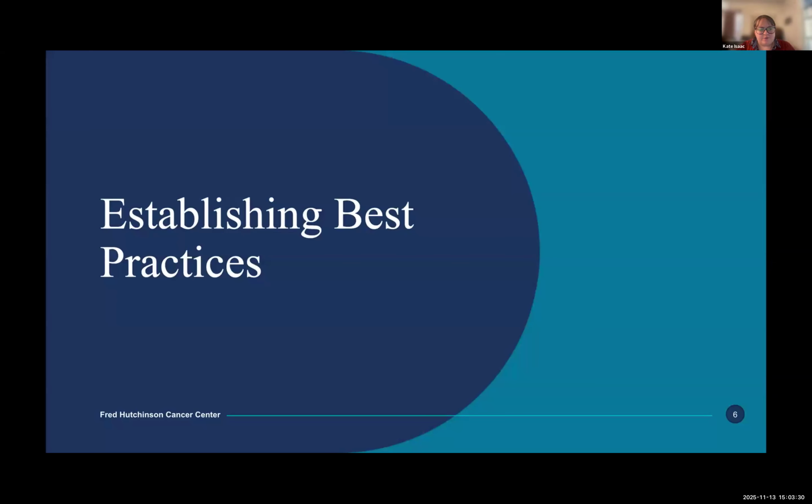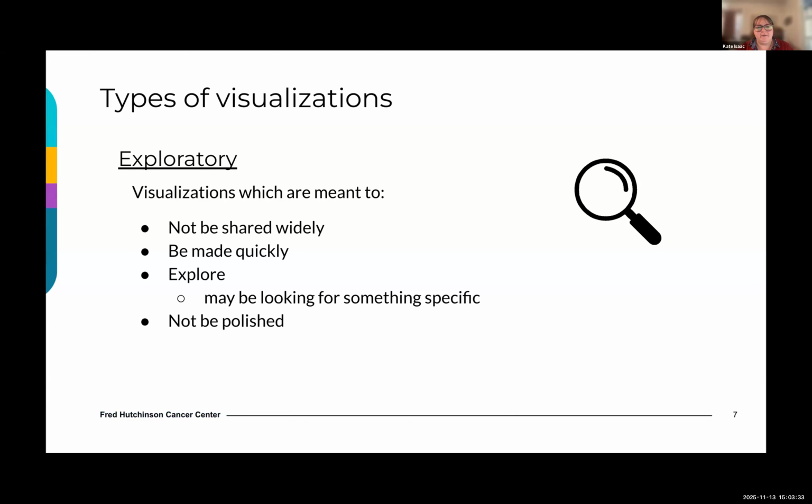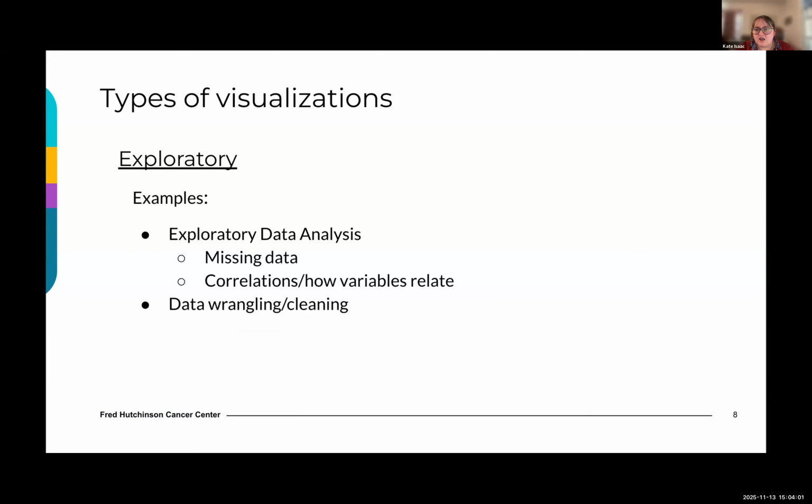So first, for establishing best practices, let's first overview the types of data visualizations there are. There are two types of data visualizations. The first are exploratory, and these are visualizations that are not meant to be shared widely. You're going to make them quickly, and you're just exploring your data. You might be looking for something specific, but this is not something you're going to spend a lot of time polishing. This is for you to use in your labs when you're comparing data with each other or looking at it yourself. You might want to see if you have some missing data and possibly patterns causing that missing data.